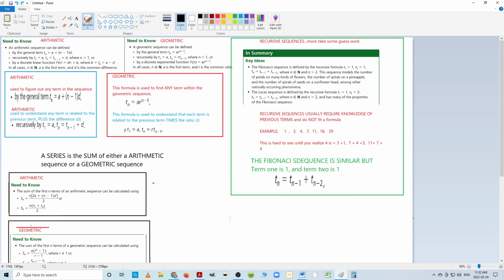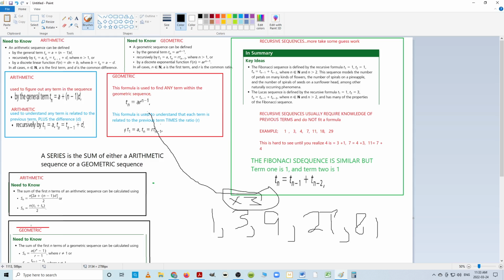A geometric sequence looks like this. It's clear that these are going up by multiples of 3. It's 3 times 1. 3 times 3 is 9. 3 times 9 is 27. 3 times 27 is 81. Because they're going up by multiples of 3 instead of additions of 3, it doesn't matter if the 3 is just an example. It's a geometric series and will fit within this definition and these formulas.